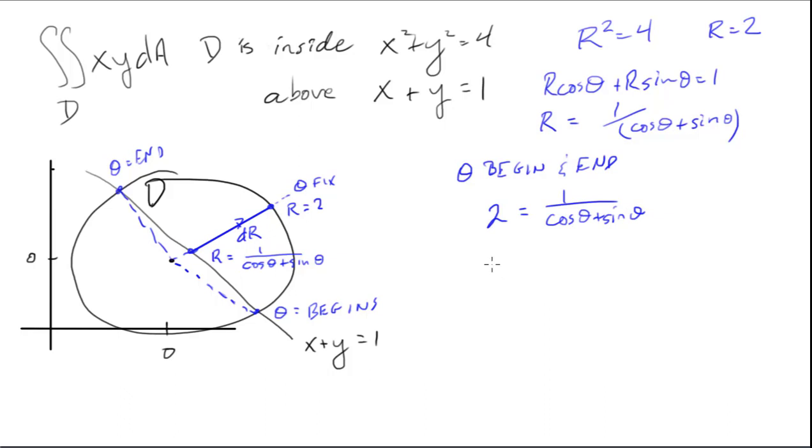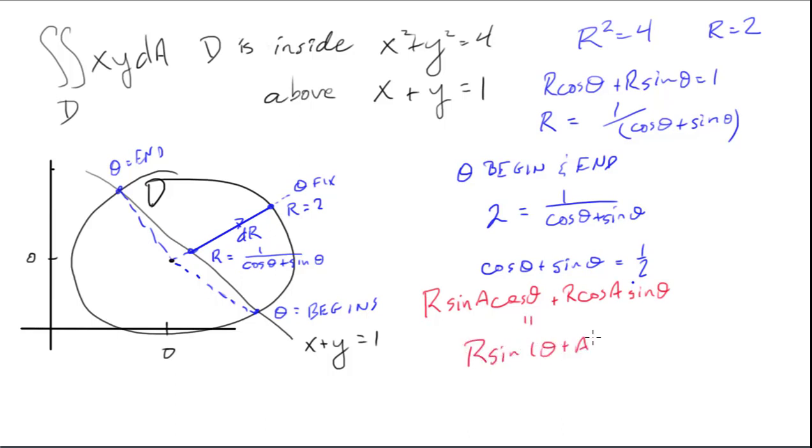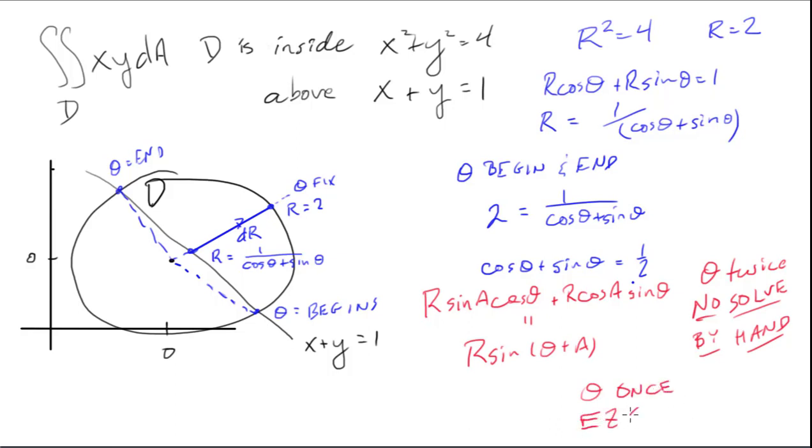One slight problem, theta appears twice. So I need to convert to a form where theta appears once. So I use the addition formula, one of the 3 trig formulas you have to know. Theta twice. There's no way to solve by hand. Do the reduction. Theta is now once, easily solved by hand.